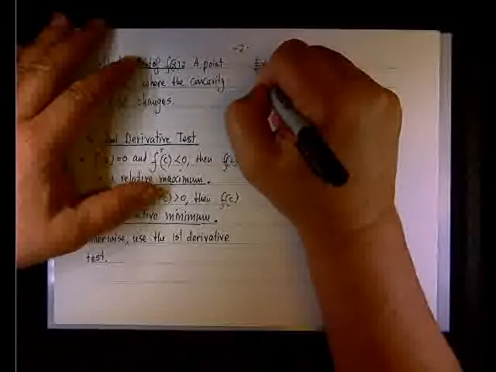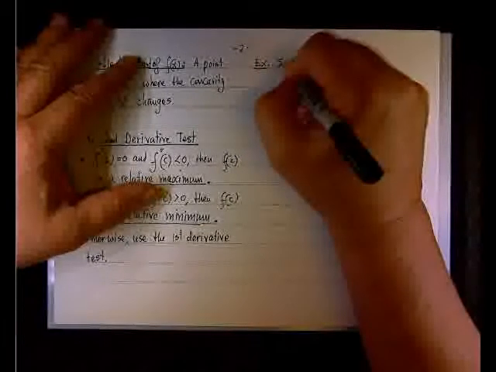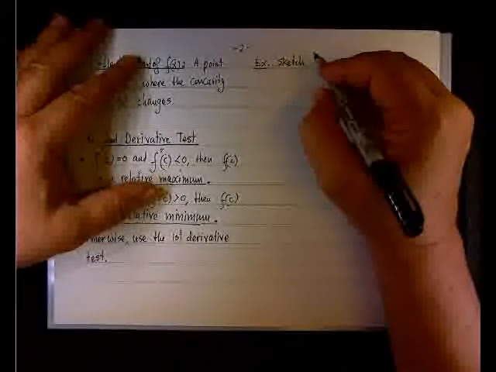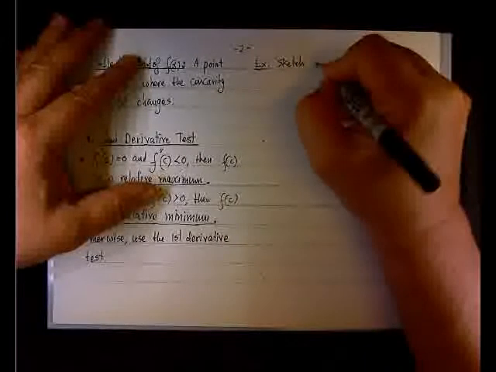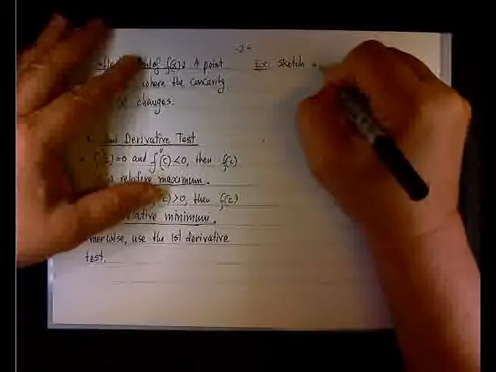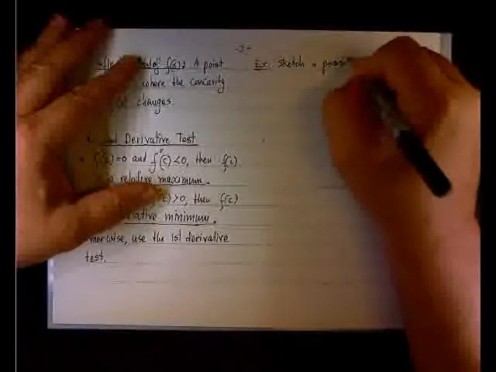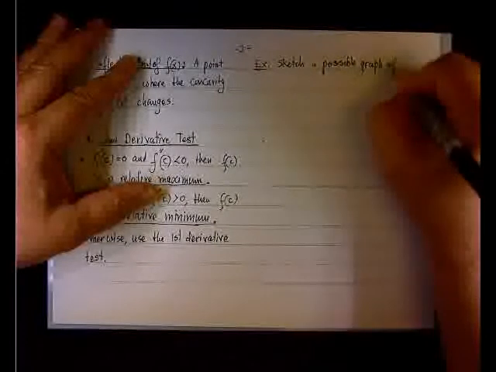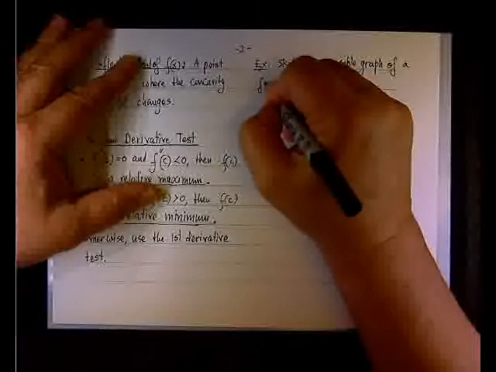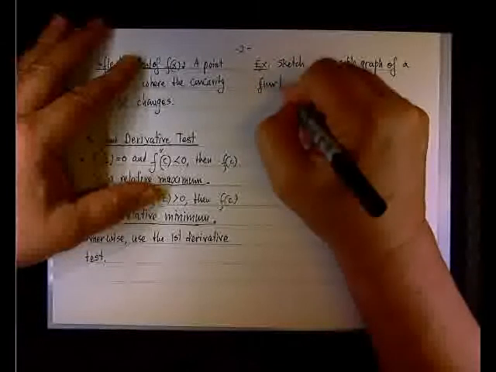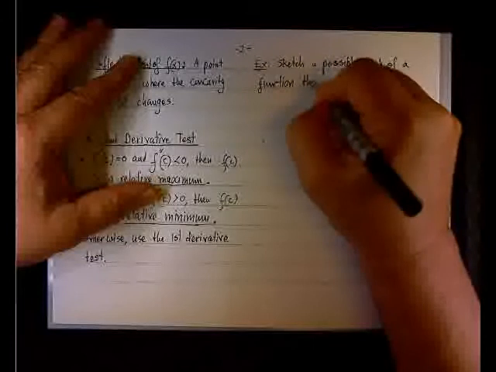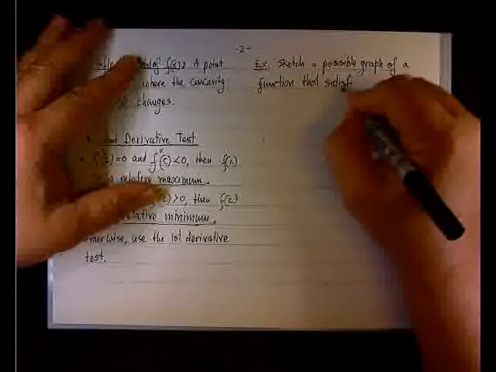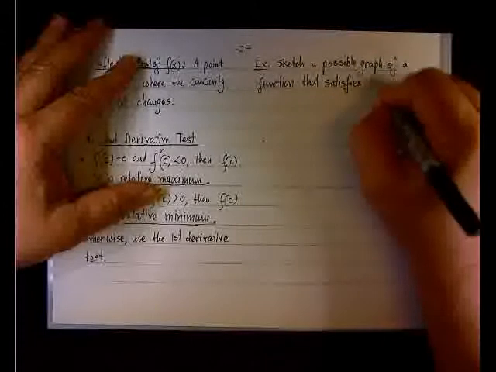What we are required to do is sketch a possible graph of a function that satisfies the following conditions. So sketch a possible graph of a function that satisfies the following.